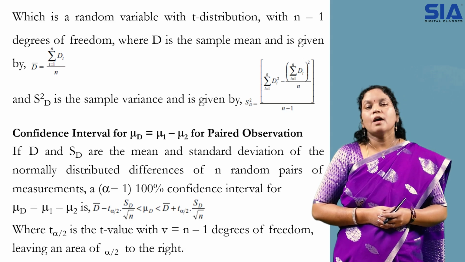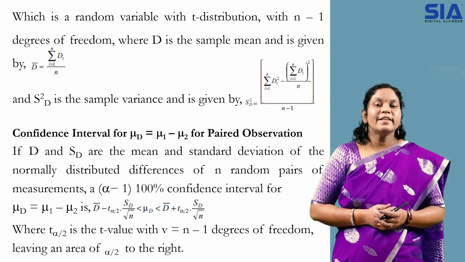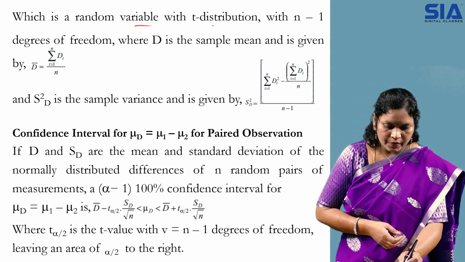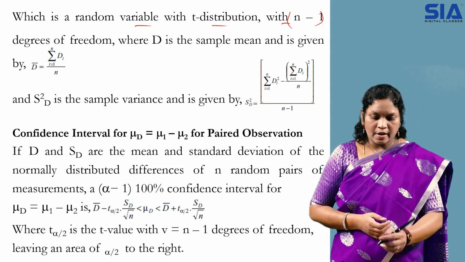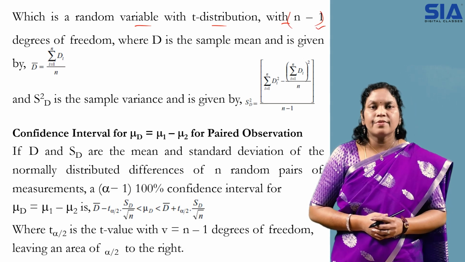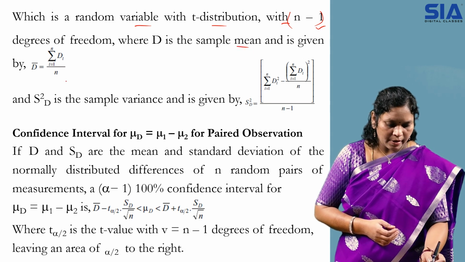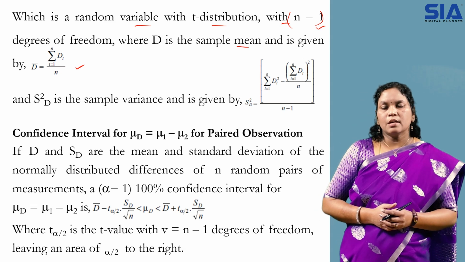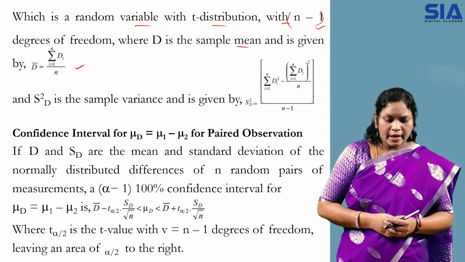Next, let us check how the d bar goes on, and what its degrees of freedom will be for the paired t-test. It is a random variable with a t distribution with n minus 1 degrees of freedom. So n minus 1 becomes the degrees of freedom for us. Next, where d bar is the sample mean and is given by d bar is equal to summation di by n. Yes, d bar is a mean, we know its formula. If you do this, you will get d bar.